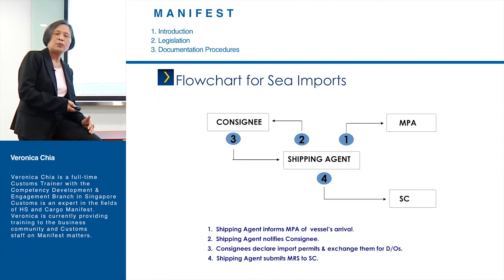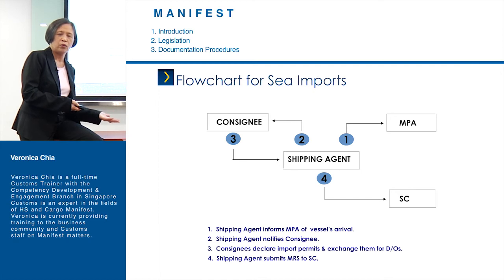Then the shipping agent will inform the consignee via fax, via email, that a consignment of theirs is going to arrive in Singapore. And the consignee will declare an import permit and exchange it for a delivery order with the shipping agent in order to collect their goods. With all the permits already collected from all the consignees, the shipping agent will do a reconciliation. That will be a manual one. And then after that, they will go and submit MRS to Singapore Customs.